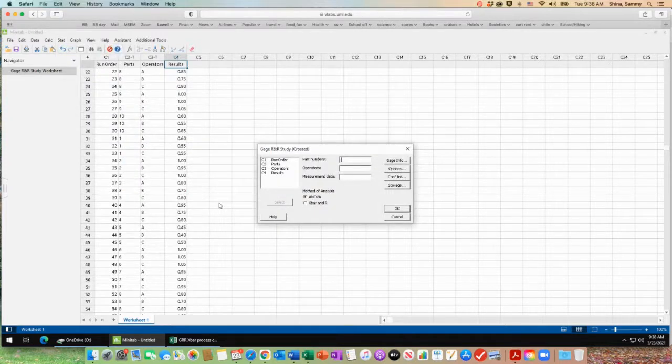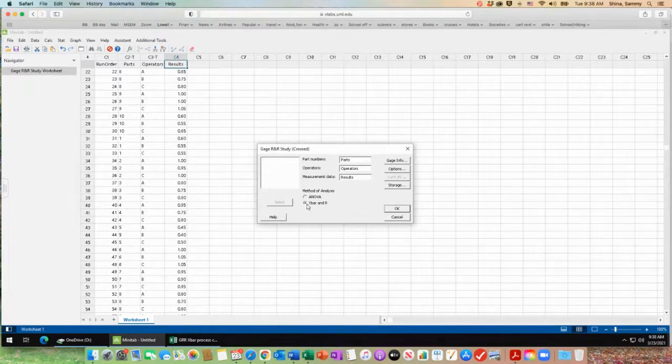Now, it will show the part numbers, the operator numbers, and the measurements. So the way it works, you can see the cursor right here stuck at part numbers. So you hit C2. You either can double click it or you hit select. So that puts in the parts where it says part numbers. Operators is we want the operators. So the cursor moved directly to operators. We go to operators. We can double click operators and it comes right through. And then measurement data is where I put in the results. So there's the results. There's the measurement data.